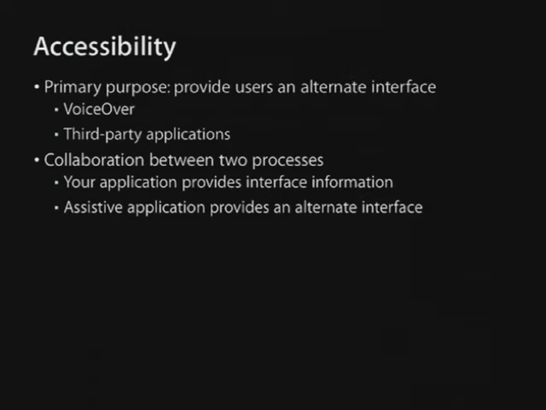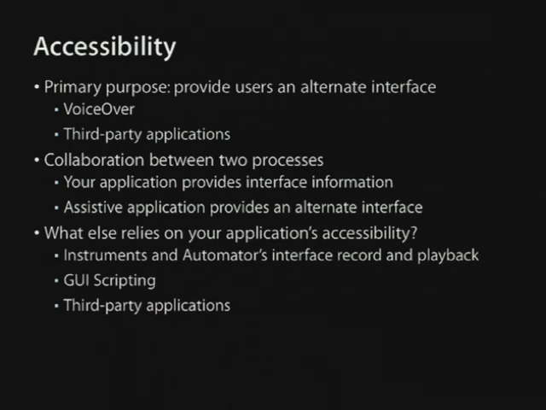Now, this is a public API, and in addition to its primary purpose, there are other uses of that Accessibility API. So if you've seen demos in Instruments or Automator, there's a record and playback of the interface feature. That is using accessibility. GUI scripting is using accessibility, which is a handy way to build automated user interface test suites for your application. And then a number of third-party apps and utilities also use this API.